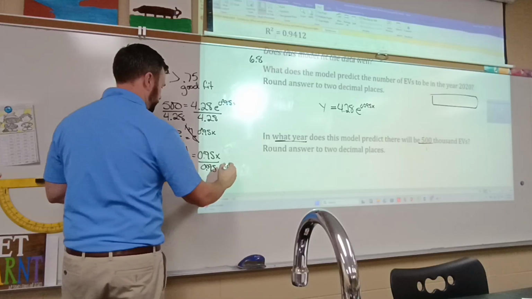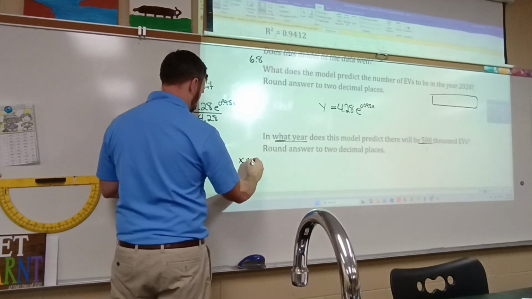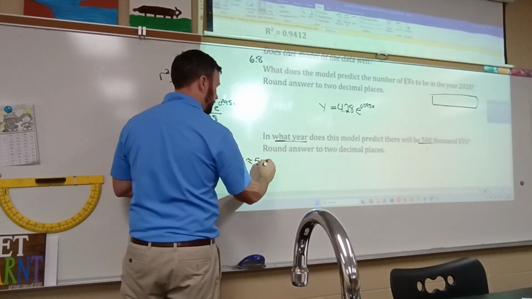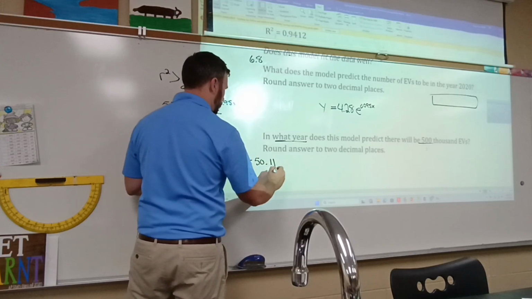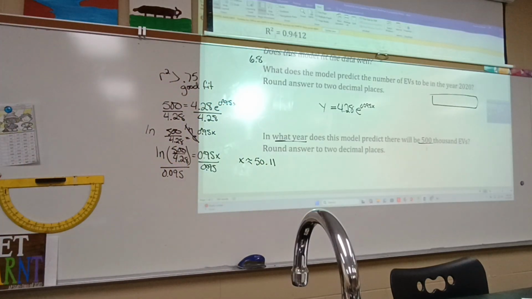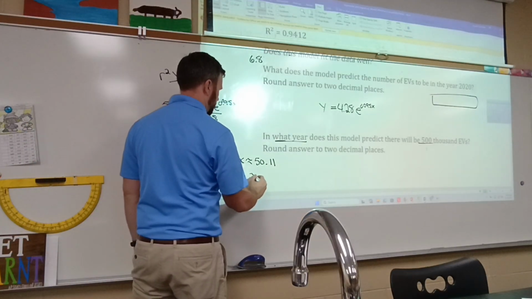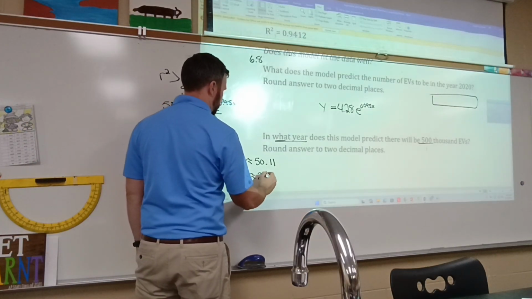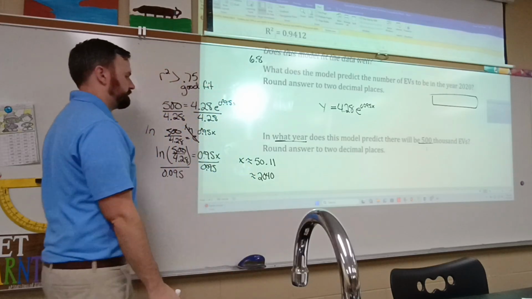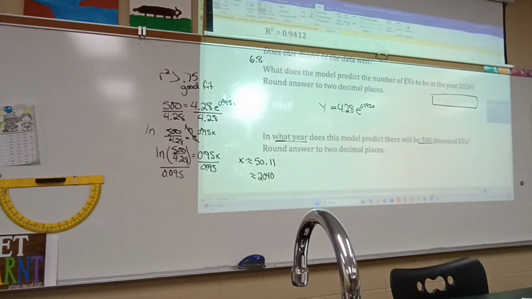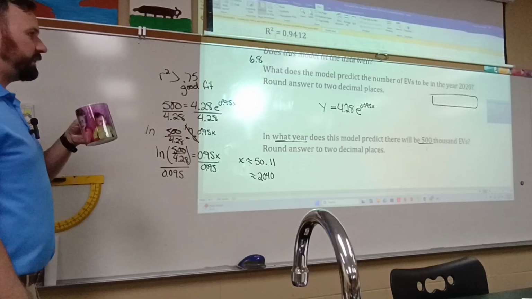I got X is about 50.11. So what's the question asked? What year, right? So what year would that be? 2040. Because it's how many years after 1990? Like if I asked starting at age 35, if you invest this, what age would you be?